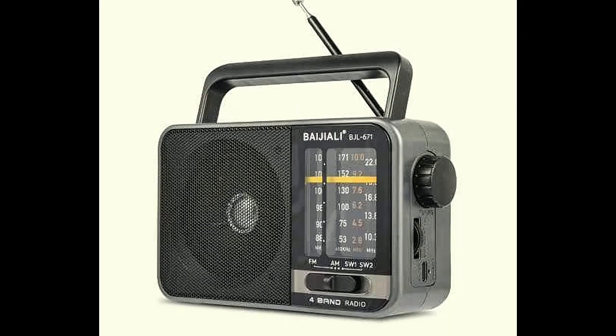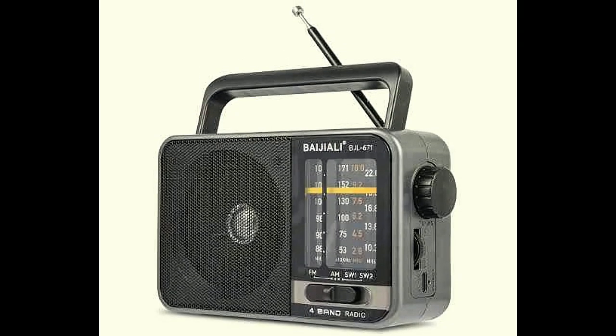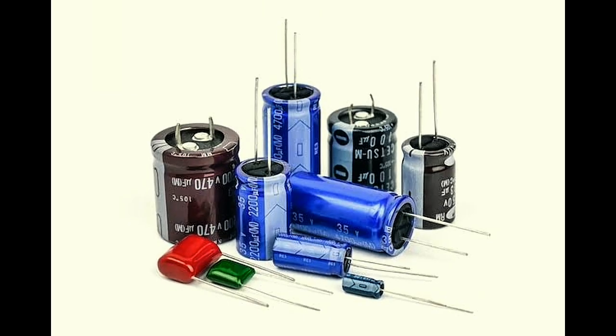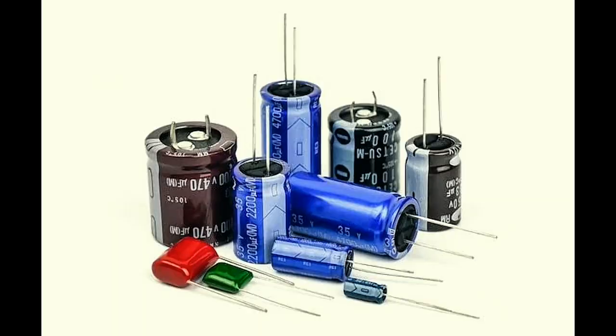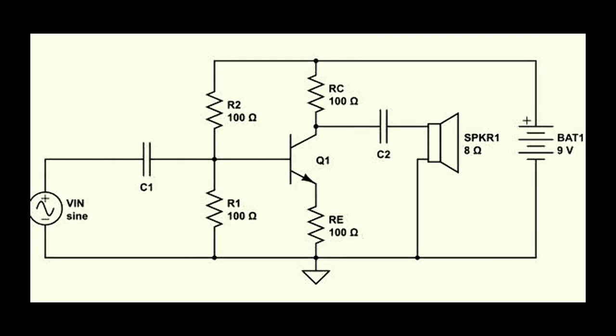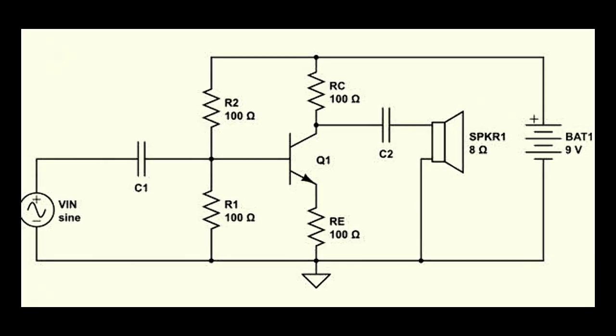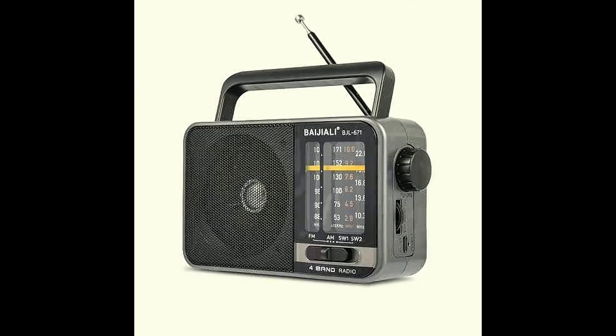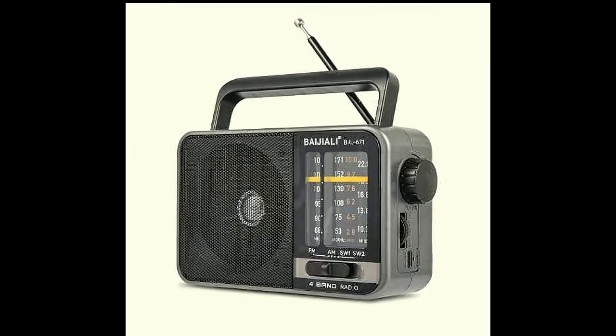Let's take a simple radio as an example. The resistor sets the right current for the speaker. A capacitor helps filter the signal. A transistor amplifies the weak radio signal so you can hear it clearly. Each part has its role. Together, they make the radio work seamlessly.